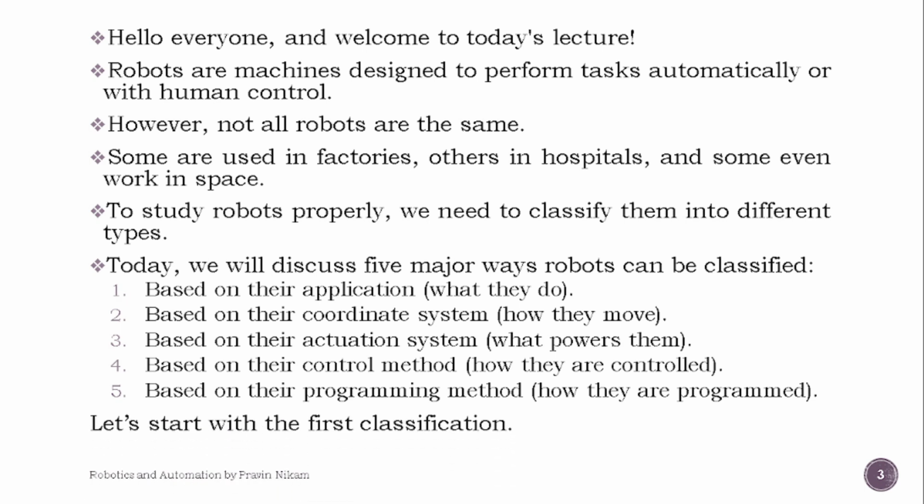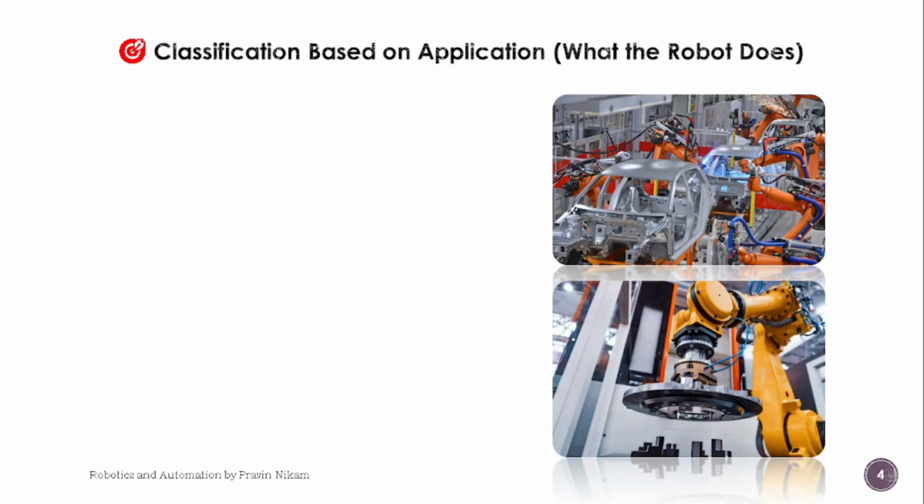So let's start with the first classification. It is classification based on application, that is what the robot does. So first type is industrial robots. In figure you can see the industrial robots. It is automation in the industry.